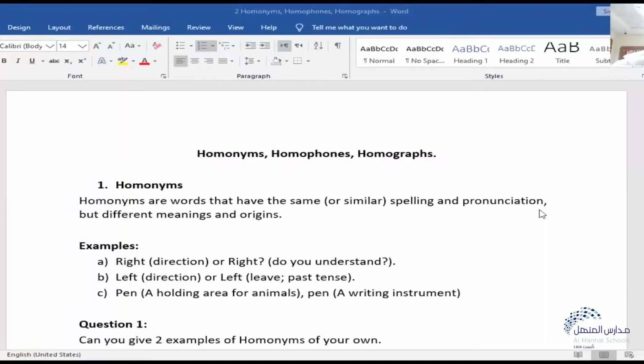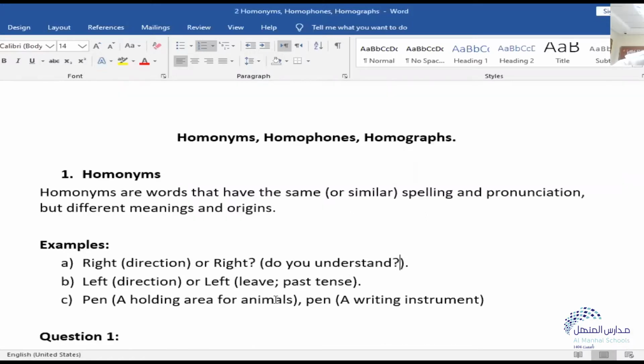Homonyms, homophones, and homographs. Now, we've already talked about what synonyms are. Those are words that have a similar meaning, right? Different words that have the same meaning. But homophones, homonyms, and homographs are quite different to synonyms, and that's what I want us to have a look at today.